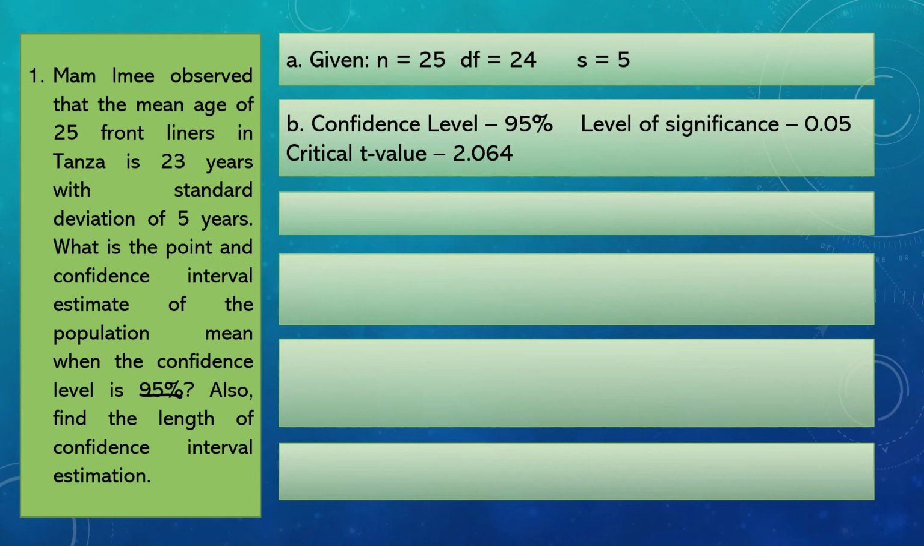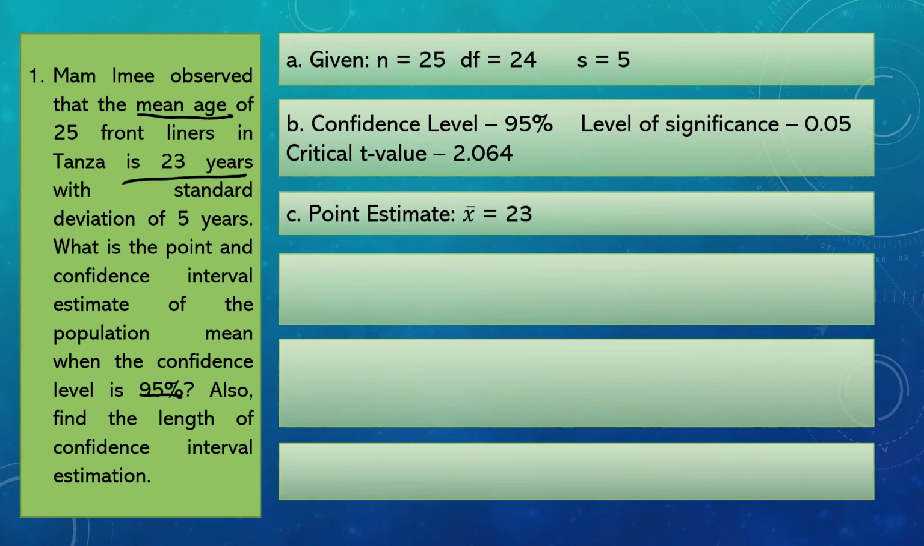Now, how are we going to find the critical t-value? You're going to use the t-distribution table and take a look at the degree of freedom, which is equal to 24, and then alpha, which is equal to 0.05. Then you can now get the critical t-value of the given problem, which is equal to 2.064. The next one is the point estimate. The point estimate is what we call your sample mean. And as you can see on the given problem, the mean age of 25 frontliners is 23 years old. It implies your x bar is equal to 23.